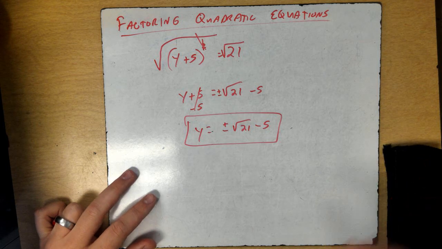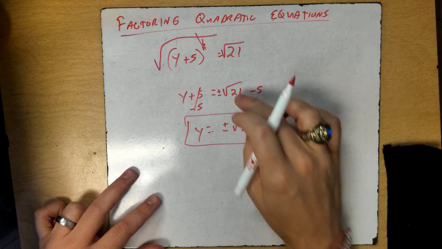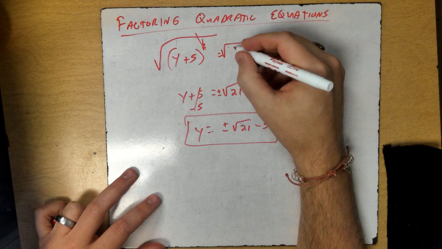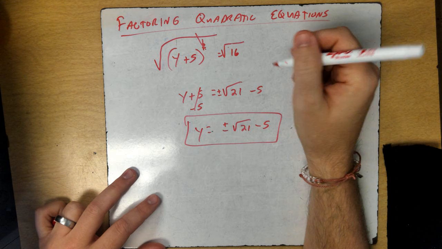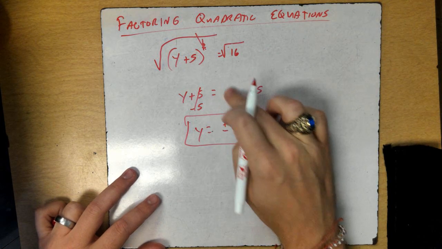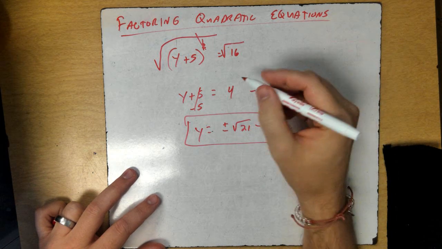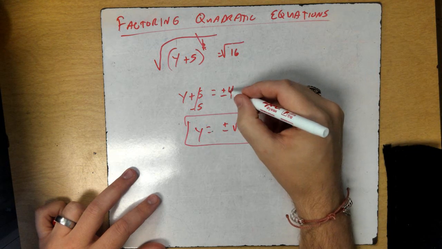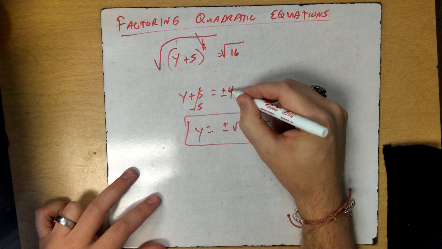Now, just to show us, if this was a different number, let's say this was 16, right? We know the square root of 16. It's a perfect square, it's 4, right? But in this case, it would be a positive and a negative 4, okay? So then when you went through the process, you would have to do both sides.